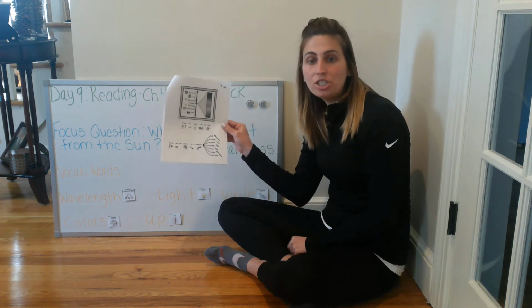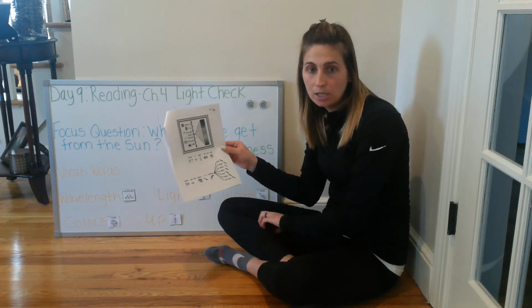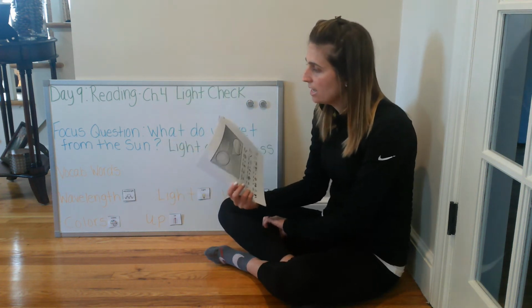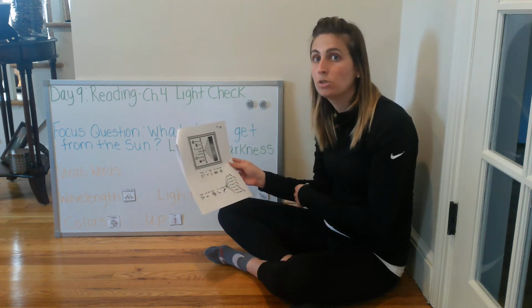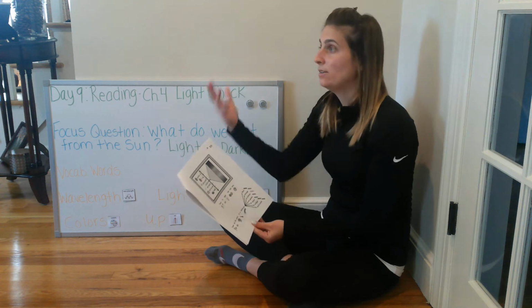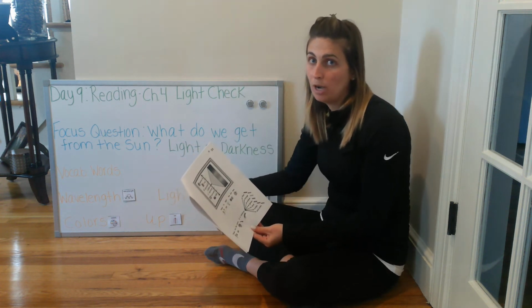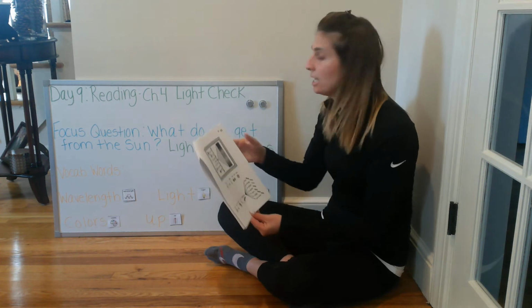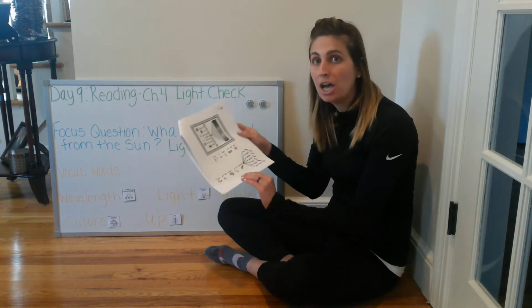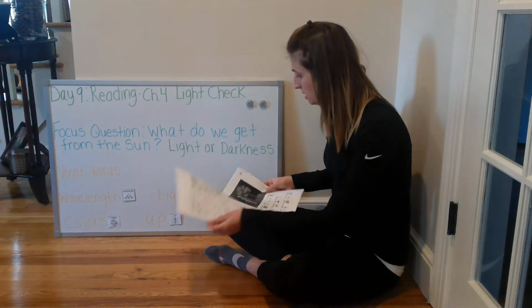My question to you is, what colors of light can we see? Some of you might have said the colors in the rainbow like we just read about: red, orange, yellow, green, blue, indigo, and violet.